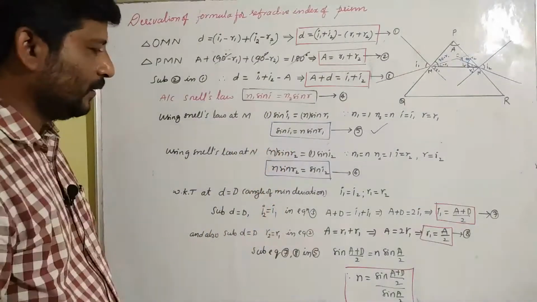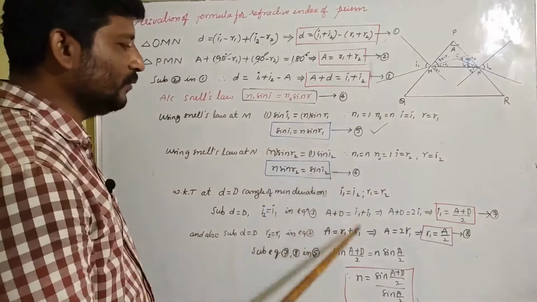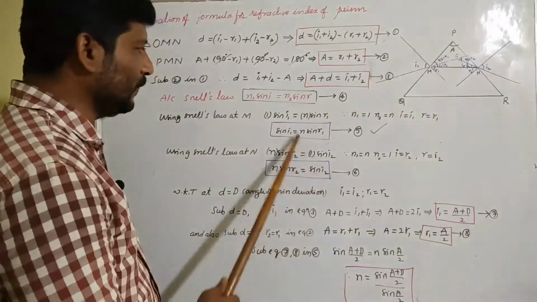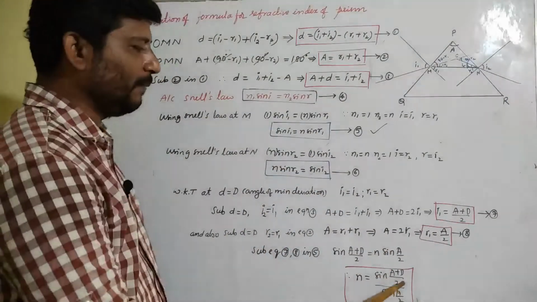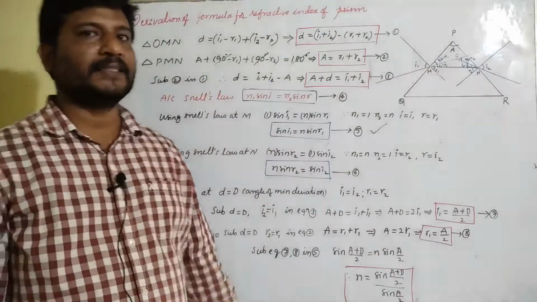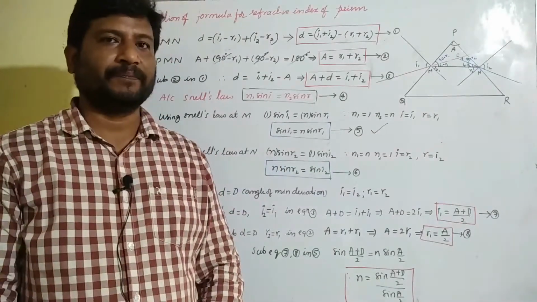This one, that is sin I1 equals sin of (A plus D) by 2, equals N sin R1 equals N sin A by 2. Therefore N equals sin of (A plus D) by 2 divided by sin A by 2. This is the refractive index of the prism formula.